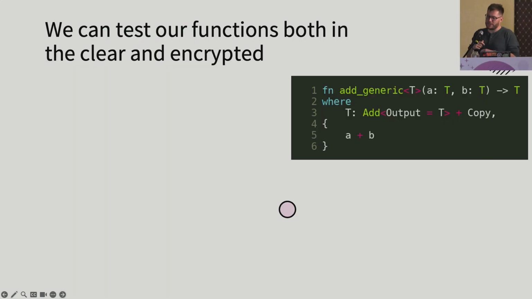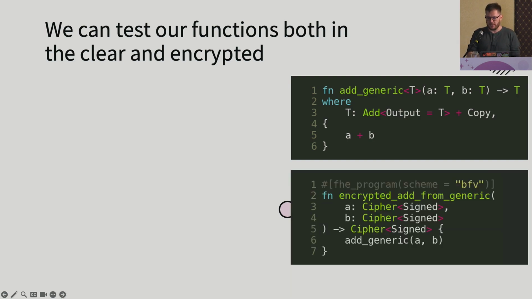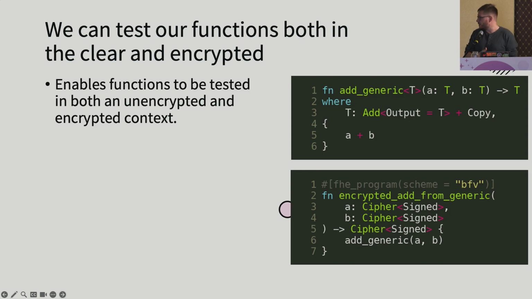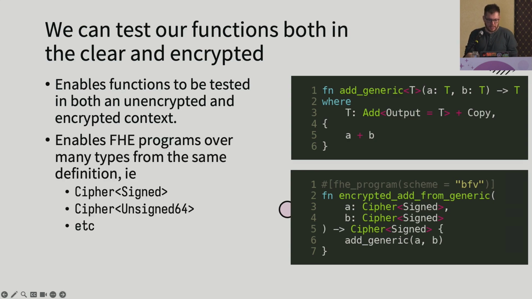Let's talk a little bit about how you can test in different types of cases. Here you can test a function that's both generic and the encrypted variant. Here we have add, but we've made it generic over a type T, where we've said that the type T essentially has to implement the add function. And then if we want to use it in an encrypted form, we just call that function with the parameters and types we were interested in. So what's the value of this? We're able to test functions in both an unencrypted and an encrypted context. And this enables FHE programs over many more types.